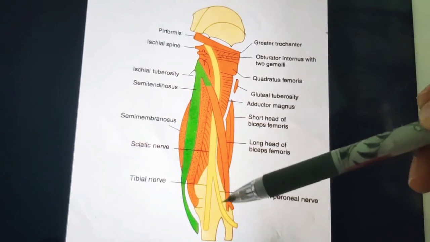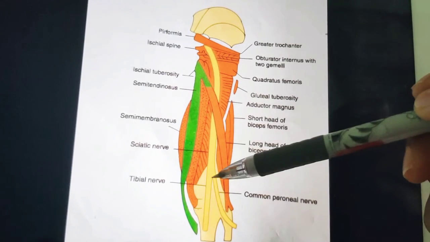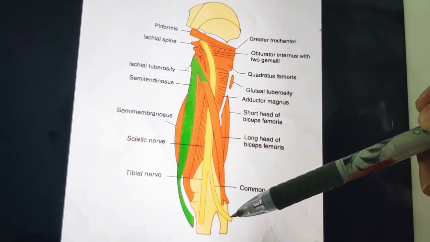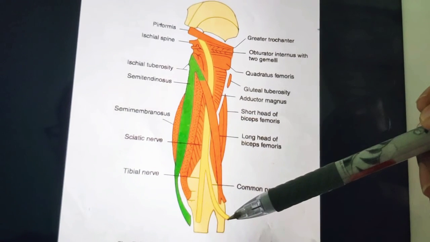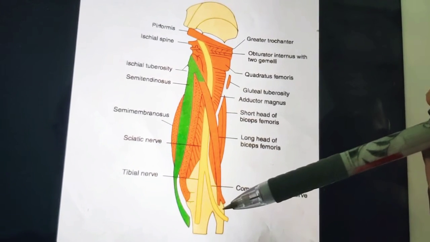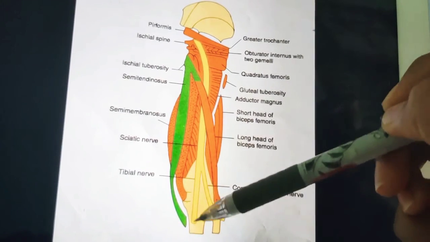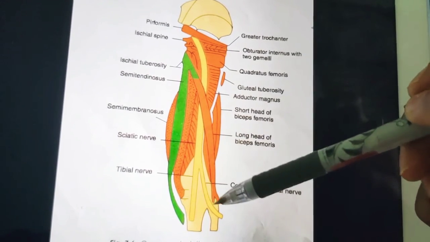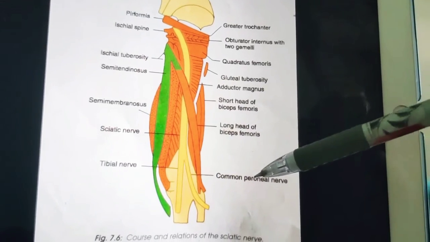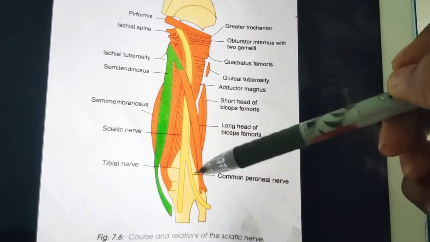Here, it terminates into two branches. One is the tibial nerve, and one is the common peroneal nerve. It mainly divides into the tibial nerve, which looks like a straight continuation, whereas the common peroneal nerve goes towards the side of the fibula. The common peroneal nerve is also called the common fibular nerve.